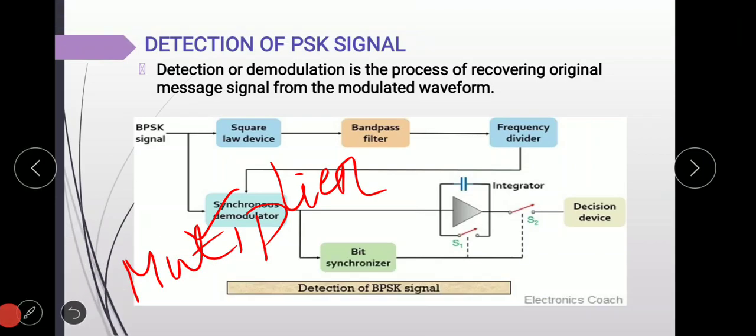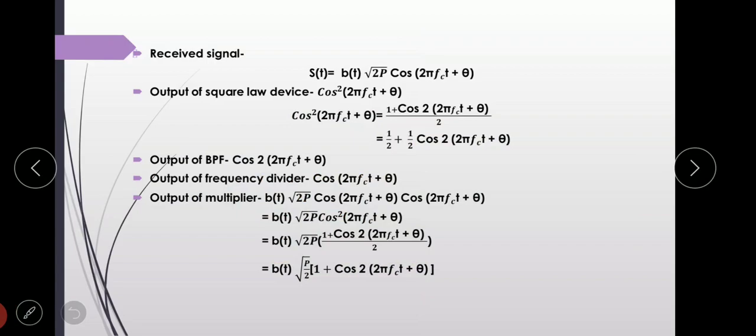Okay. Then bit synchronizer, integrator, decision device. So first we receive the signal that is transmitted from the transmitter section. This signal is received by the receiver section, but in the transmitter section we transmit only this much signal, there is no theta present. So why is theta showing here?